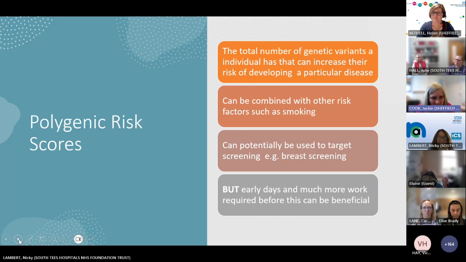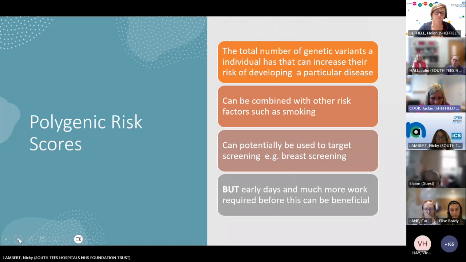Some of you might have heard this term, polygenic risk scores. Now, polygenic risk scores, again, at the moment, are a research tool that may come into its own in the future. A polygenic risk score is the total number of genetic variants that an individual has that can increase their risk of developing a particular disease. Now, we're still learning here. We don't know the half of the genes that make us more or less likely to get particular conditions. So at the moment, this is a really rough and ready figure.